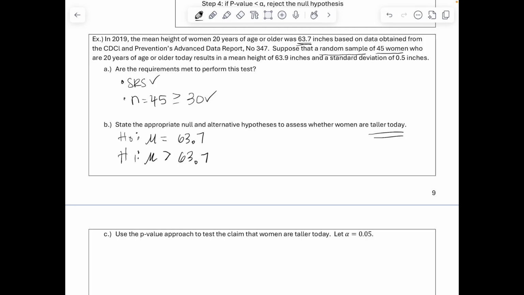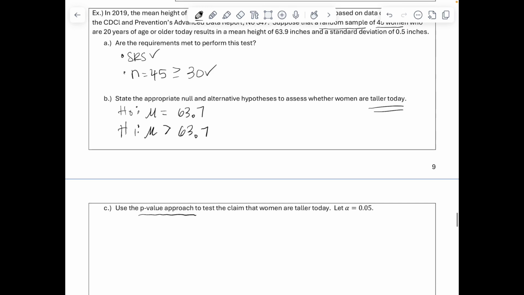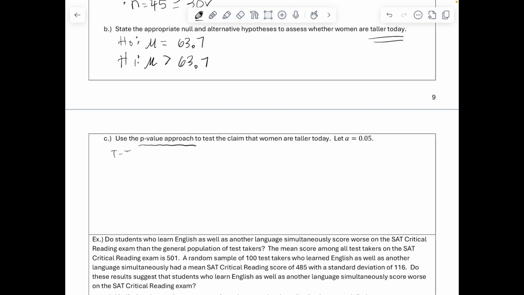On the next page, it says use the p-value approach to test the claim to see if women are taller today, and let alpha equal 0.05. For this, we are going to use our t-test. From our sample, we have a sample mean of 63.9, a sample standard deviation of 0.5, and again, our sample size is 45 women that we surveyed.